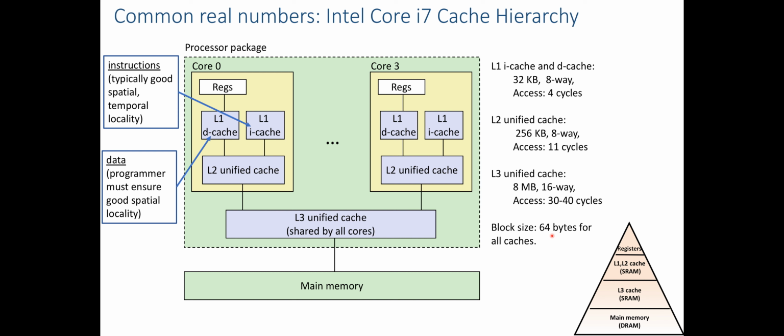Now, typically a block size for this sort of a processor might be 64 bytes. Some of them are 32. I'll use examples with both of those going forward. So this is a general outline of how a CPU organizes its cache and main memory.